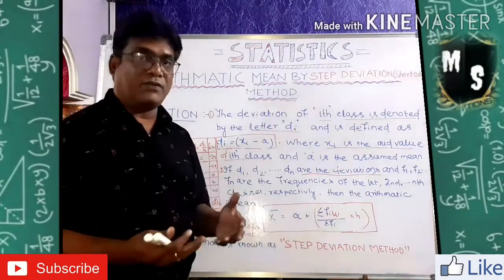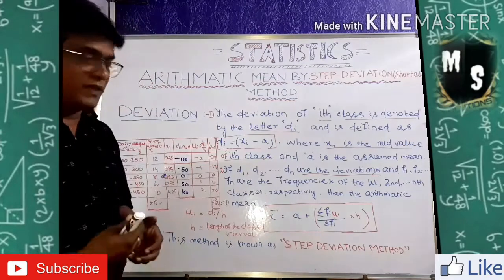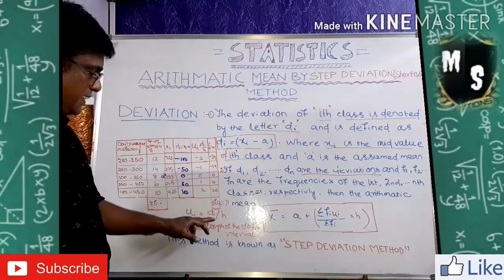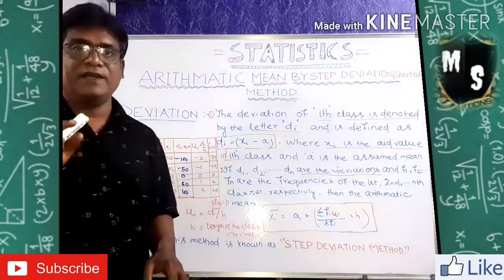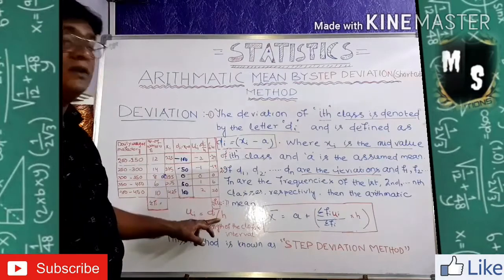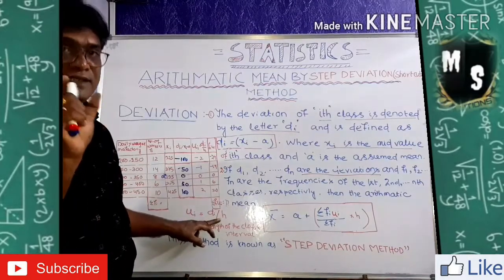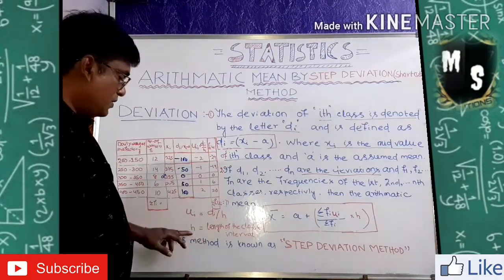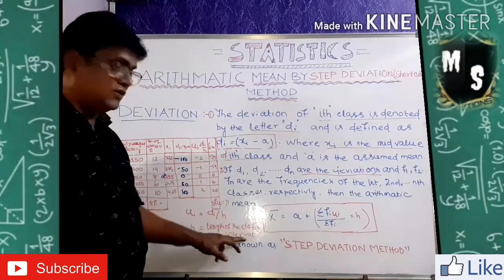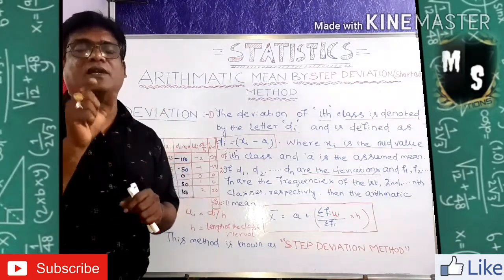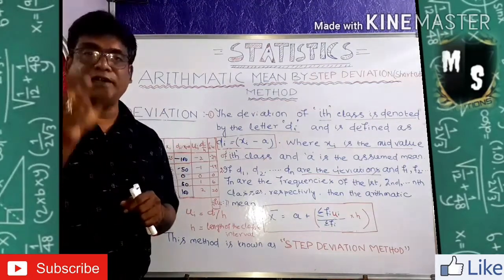Now the new thing is coming, ui. What is that ui? See, now I wrote here ui is equal to di by h. The formula for ui is di by h. That means deviation by the class size. What is the size? What is the gap? Now we'll explain it. h is equal to the length of the class interval. Length of the class interval means how much length the class is going to fall under the interval.